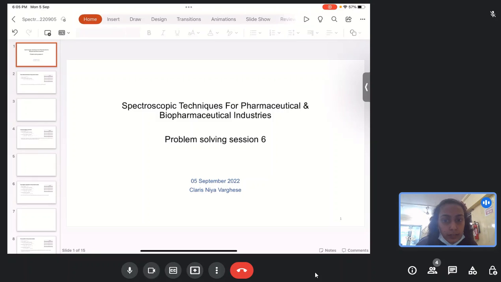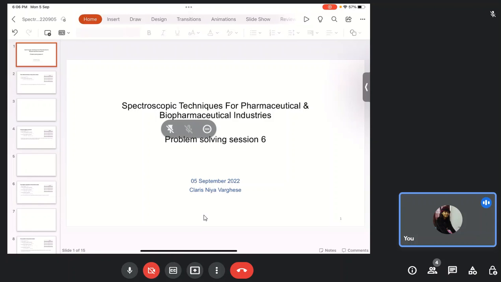We are here for the sixth problem solving session for the course Spectroscopic Techniques for Pharmaceutical and Biopharmaceutical Industries. This week has been predominantly focused on electron spectroscopy of atoms, and we have slightly started with diatomic molecules. In this problem solving session, I will only be dealing with the questions associated with atomic spectra, and I'll be going over a couple of problems on term symbols of atoms.